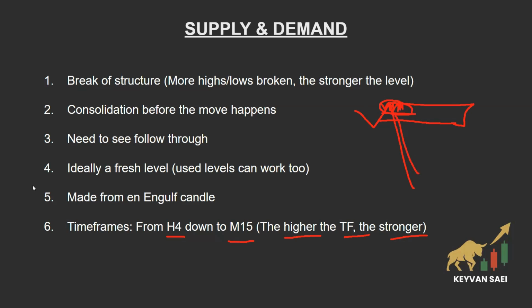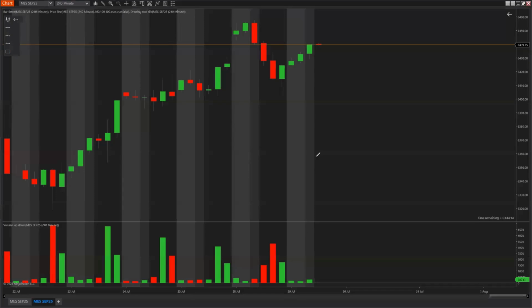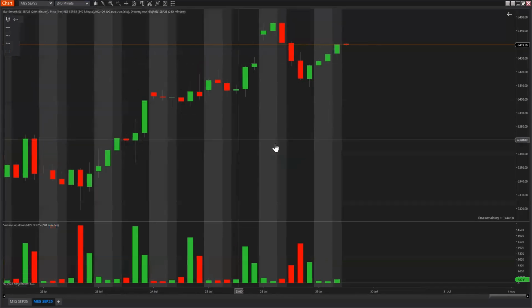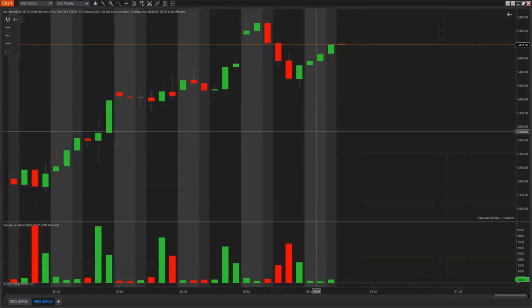These are the main points that I look at to validate any supply or demand level. Try it out for yourself as well. Let's now get to the charts and look at some examples, including all these points. Let's start off on the H4 time frame, 240 minute. This is on NinjaTrader, which is the broker that I trade with.